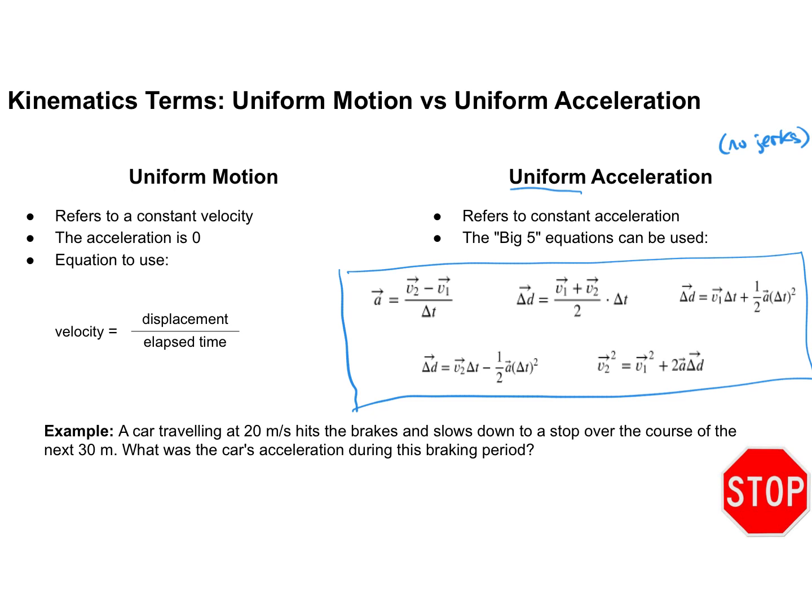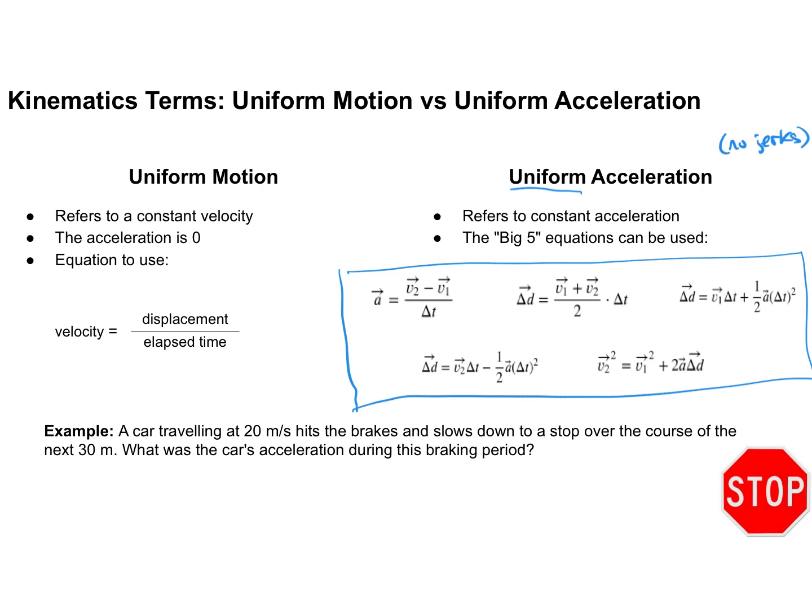So here's one example. A car traveling at 20 meters per second hits the brakes and slows down to a stop over the course of the next 30 meters. What was the car's acceleration during this braking period? So for these uniform acceleration questions, I kind of follow the same setup, I would guess, or like strategy.